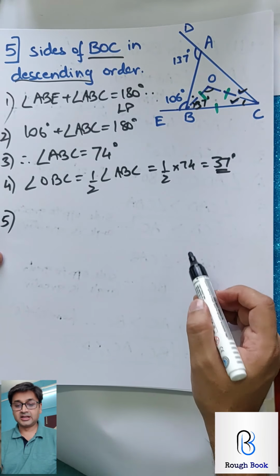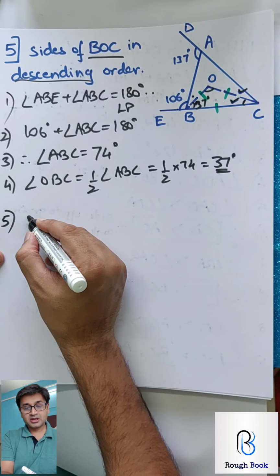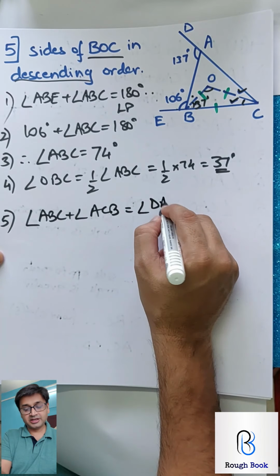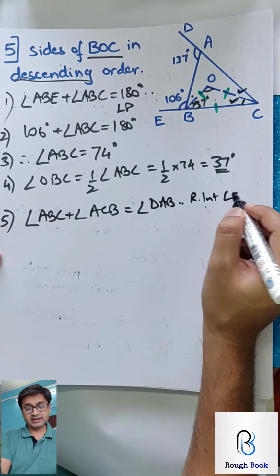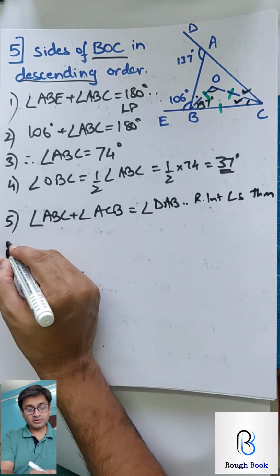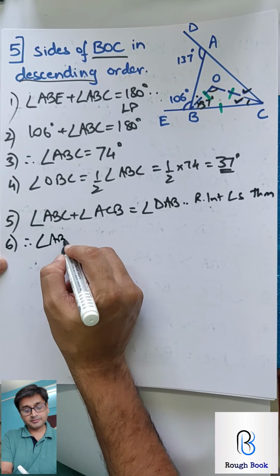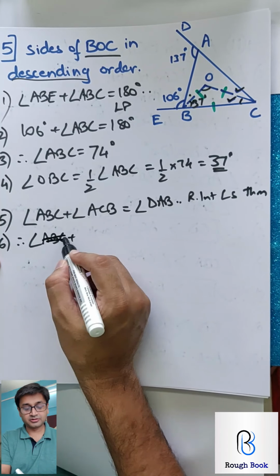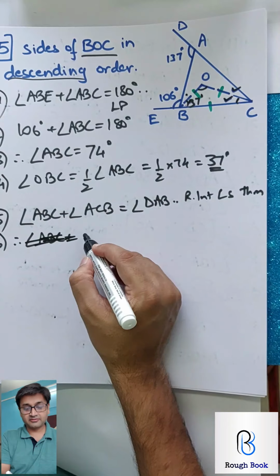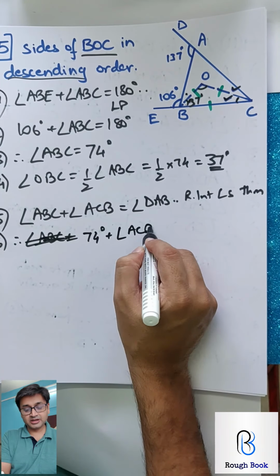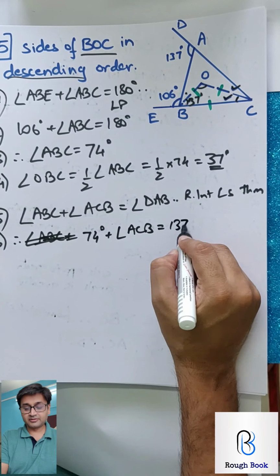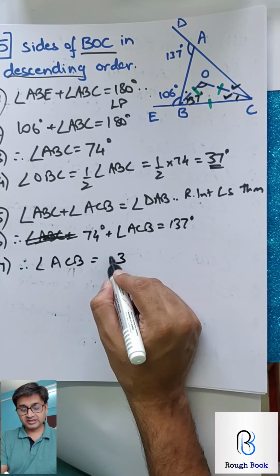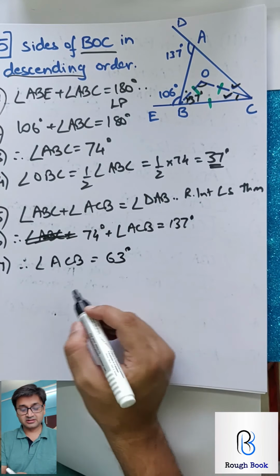Okay, now let's look at this angle. How will I get this angle? So first ACB. I will directly say ABC plus ACB is equal to DAB, remote interior angles theorem. ABC is 74 plus ACB unknown and DAB is 137. So I can get my angle ACB straight away by subtracting. So that will be 63, I guess. 3 plus 4, 7, 63, correct.